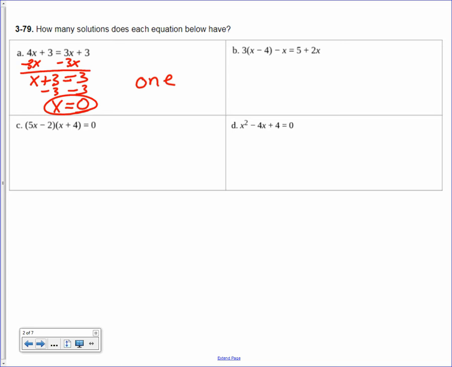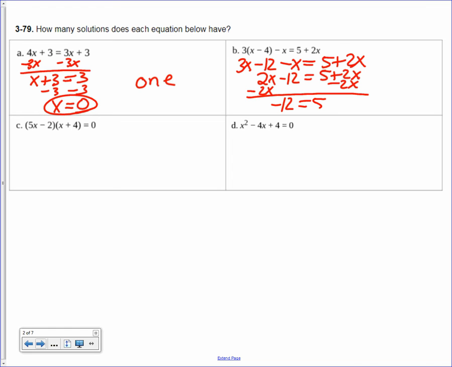For B, I'm going to distribute. I get 3x minus 12 minus x equals 5 plus 2x. When I simplify this side, I get 2x minus 12. Subtract 2x from both sides. I'm going to get negative 12 equals 5, which is not true. So the answer is no solution. Or none, because it said how many solutions does it have.